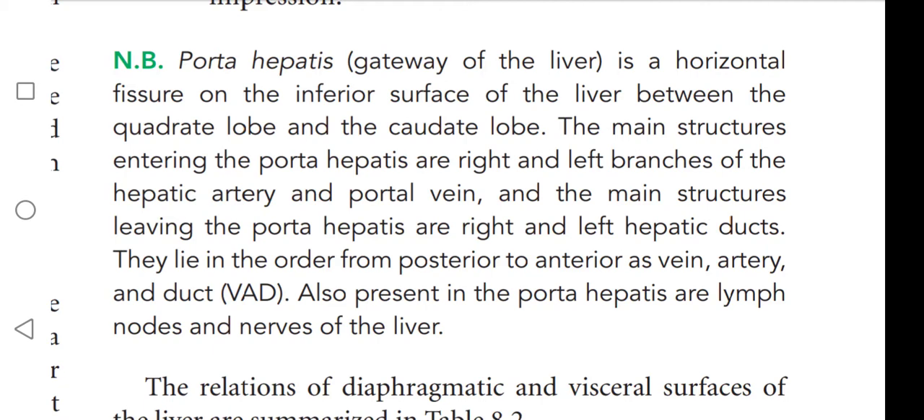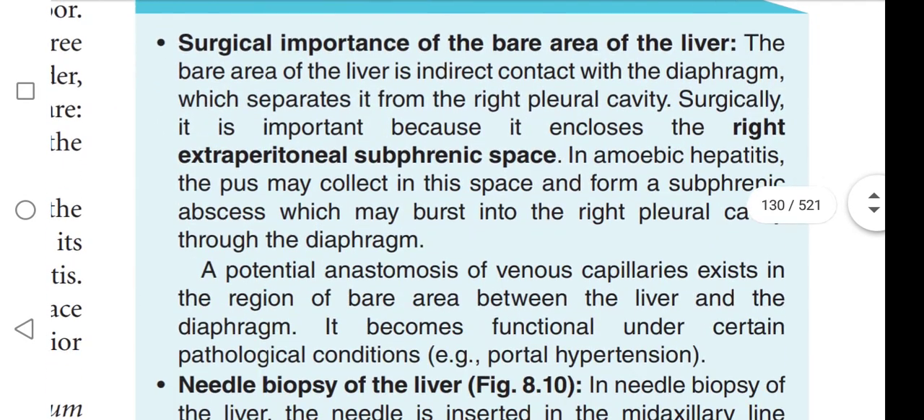Once again, the main structures that enter the porta hepatis are the right and left branches of the hepatic artery and portal vein, and the structures leaving the porta hepatis are the right and left hepatic ducts. From posterior to anterior: vein, artery and duct, PAVAD. Also present in the porta hepatis are lymph nodes and nerves of the liver.